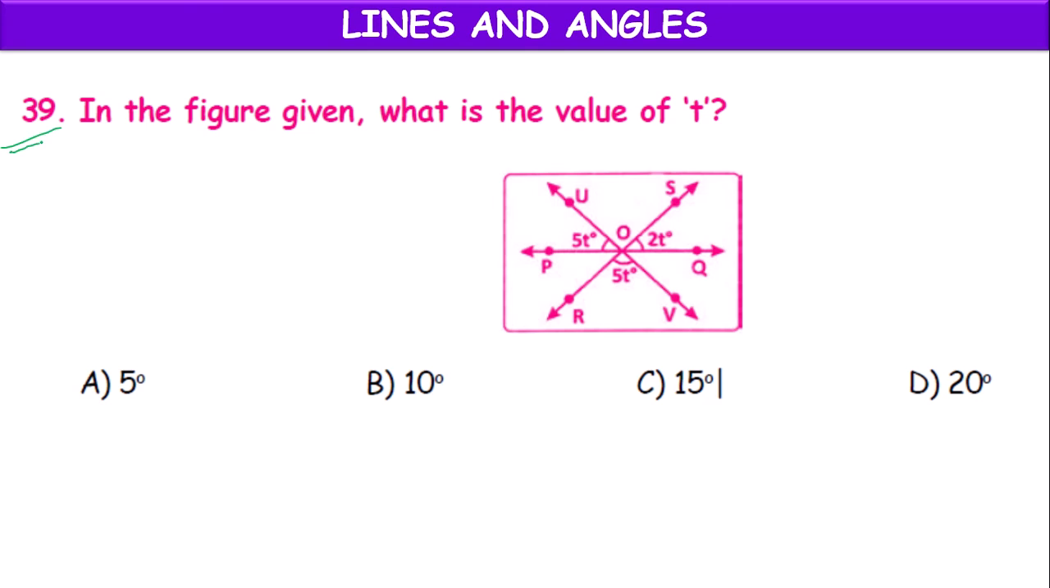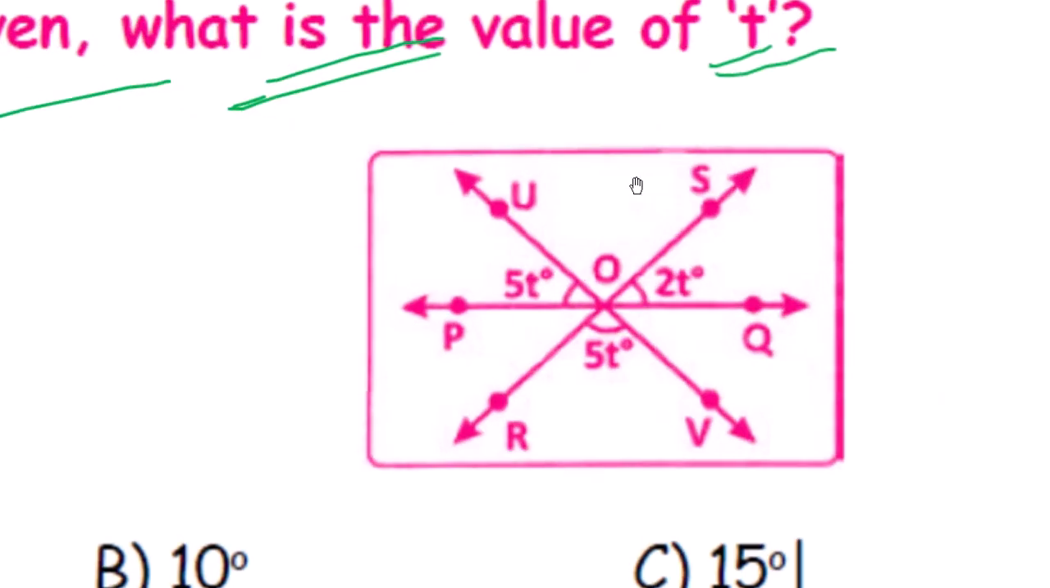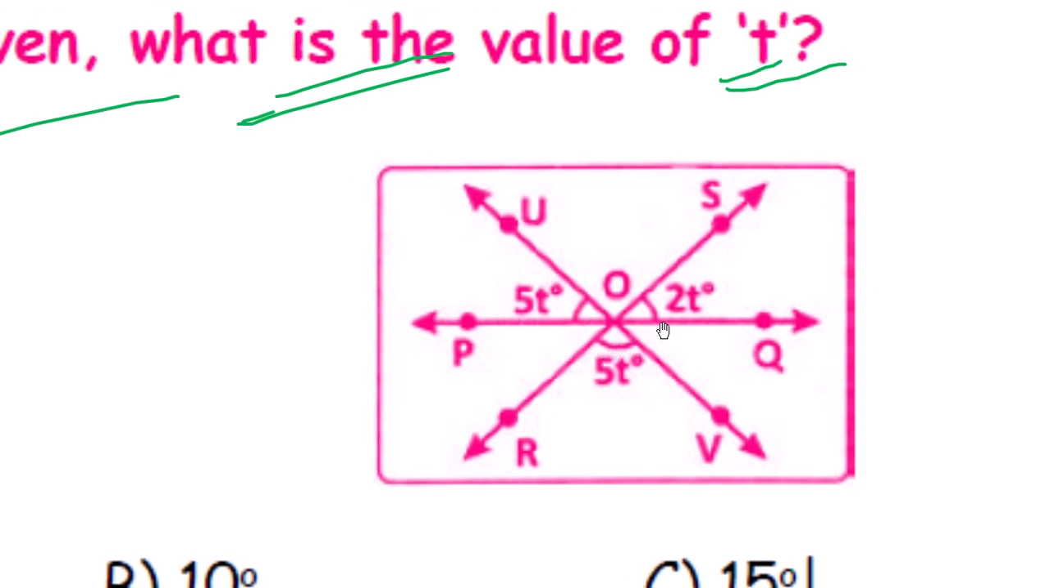Next one, 39. In the figure given, what is the value of T? Here, children, in the given figure, we have PQ line, RS line, UV line intersecting at point O. At point O, actually, we have 1, 2, 3, 4, 5, 6 angles.